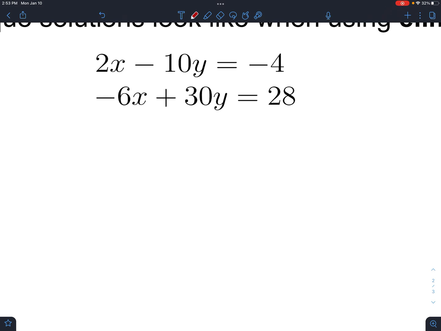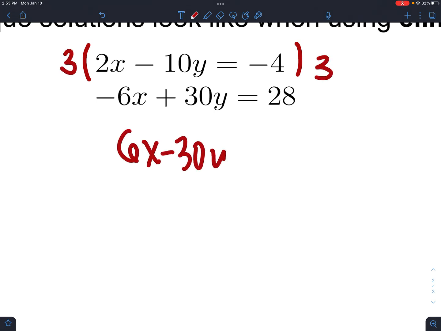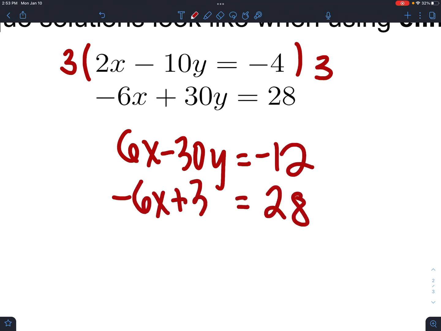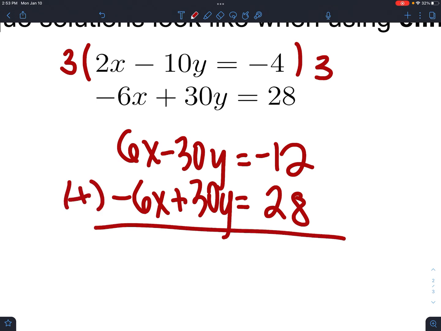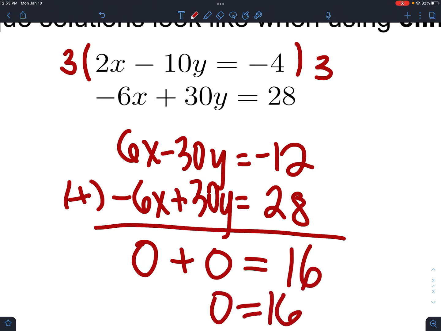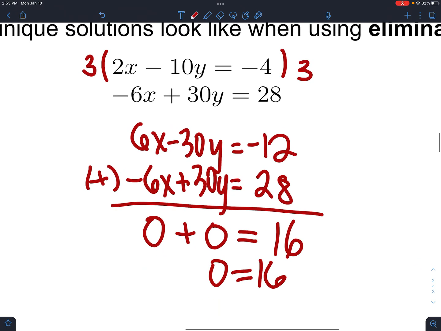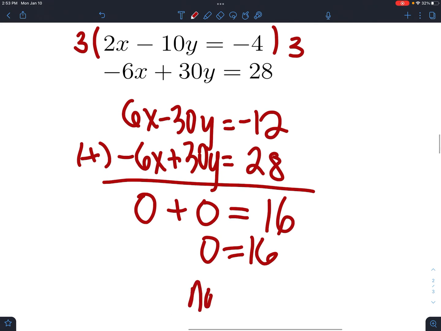And then this one, again, the top equation has smaller coefficients in size, so I'm thinking we should boost this up by multiplying, how about by 3? So I get this as my top equation, and my bottom equation is the same. Add down, and look, we got all these zeros again. But over here we get 16. So my final answer, I guess, is 0 equals 16, which is nonsense. That's not true, never true.